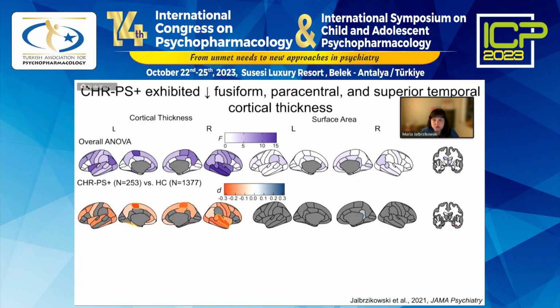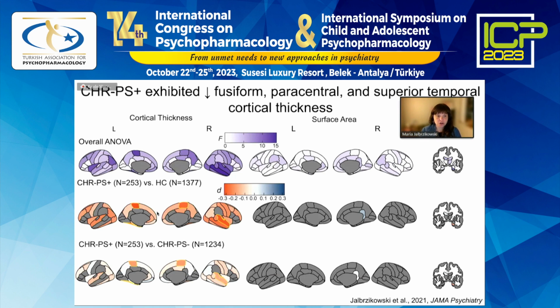So first here, I'm showing you the comparison between CHR converters and healthy controls. And here I'm now showing the Cohen's d effect sizes, which basically, the colors reflect the strength of the effect size of the group comparison, with brighter red indicating that healthy controls had greater cortical thickness compared to CHR converters. You can also do this for CHR converters versus CHR non-converters. So those high-risk individuals that went on to develop a psychotic disorder versus the high-risk individuals who did not develop a psychotic disorder.